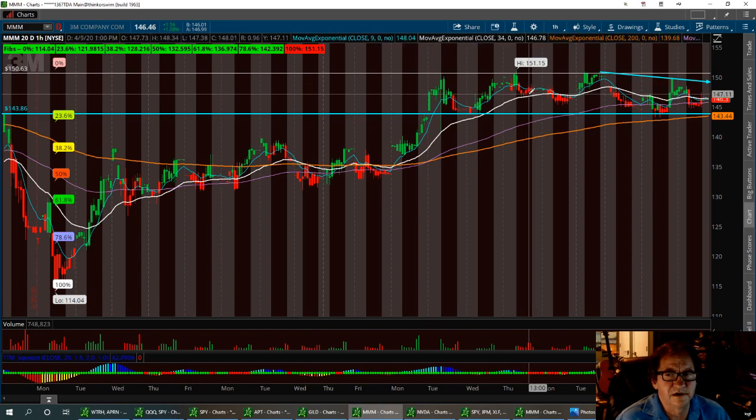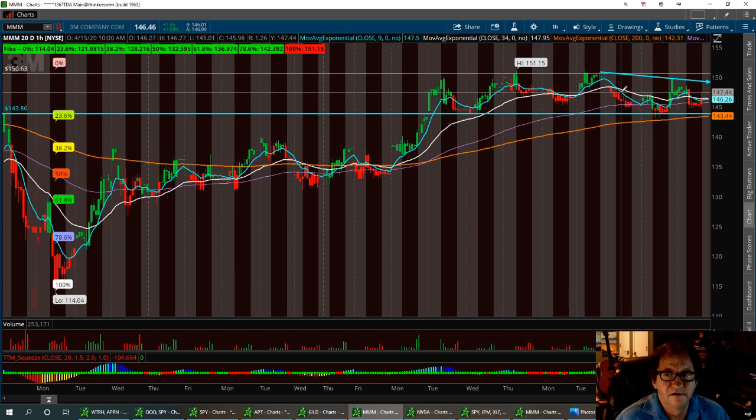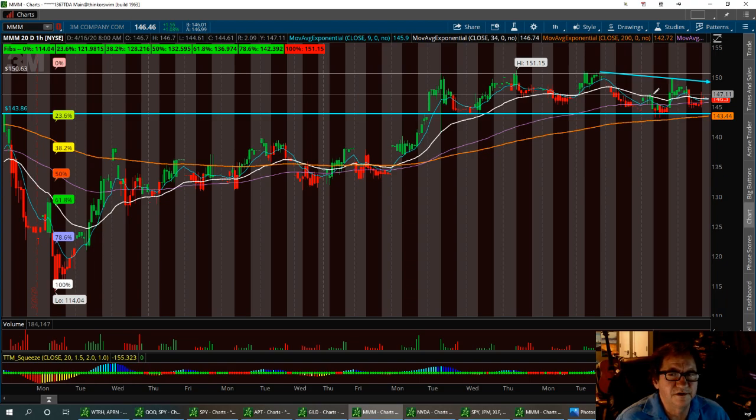You see where it kind of pulled back right there? We have that little resistance level right in here. We again consolidated right here. We tried to break resistance right here. So that's going to be your little pivot point, and that's going to be at 147 something.